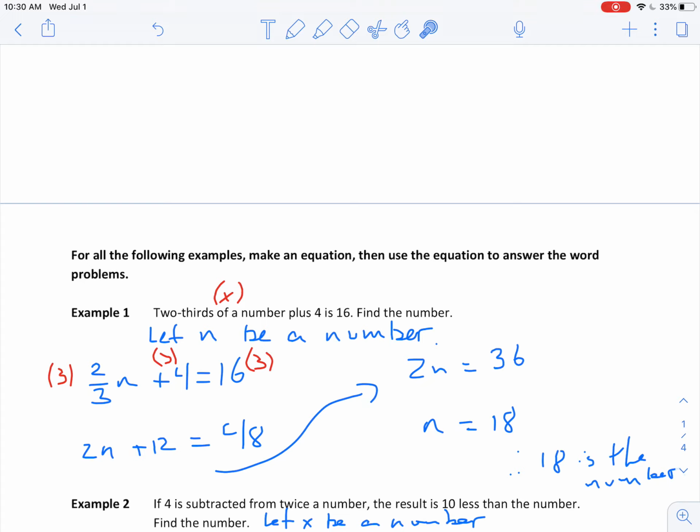So the equation I have is 2 over 3 n plus 4 equals 16. Now we know from solving equations, I need to eliminate this denominator of 3, so I multiply this term by 3, and I have to multiply every other term in the equation by 3. I end up getting 2n plus 12 equals 48. I need to solve for n. I start isolating for my variable. I end up getting the n value to be 18.